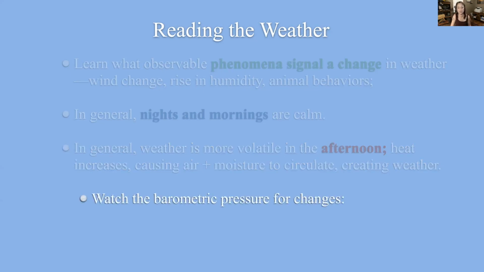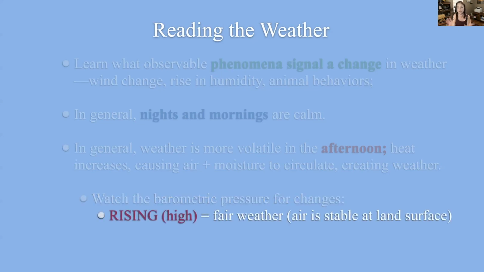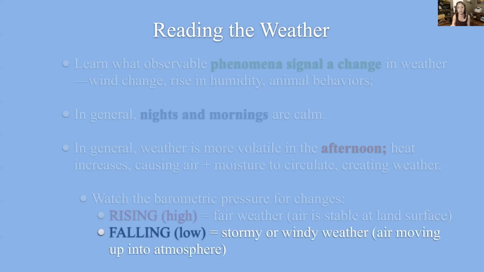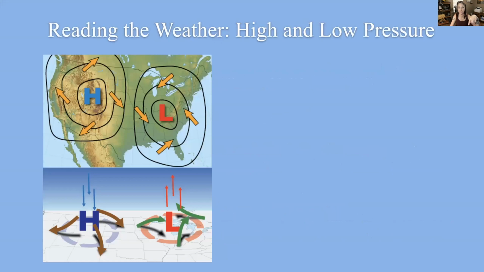So you also want to watch the barometric pressure for changes. A rising barometer reading, a higher number, in general means fair weather. The air is more stable at the land surface. And if the barometric pressure is falling, a low barometric reading, that can mean stormy or windy weather. Air starts moving up in the atmosphere. And we're going to look at this a little more deeply because that way you can help understand yourself what's going on weather-wise. So highs and lows.